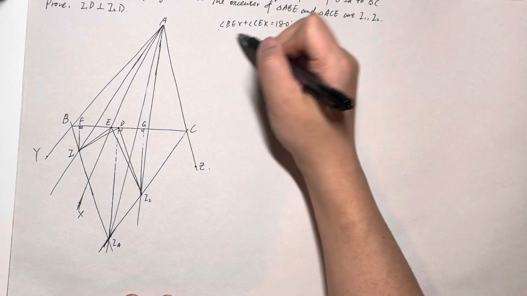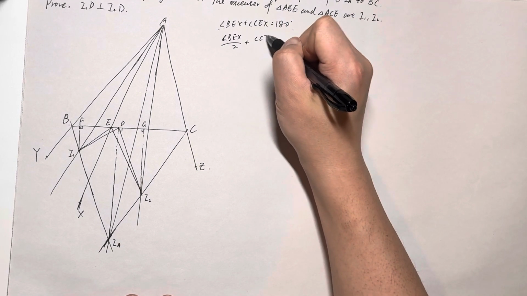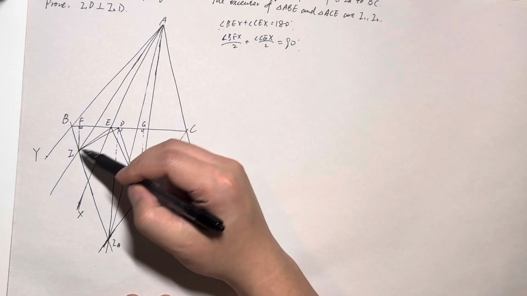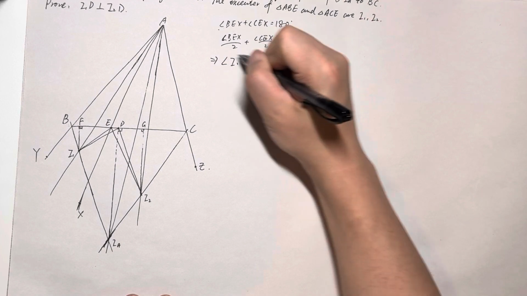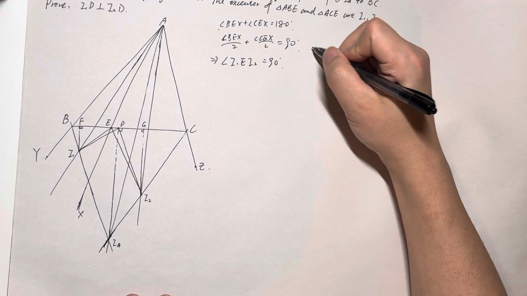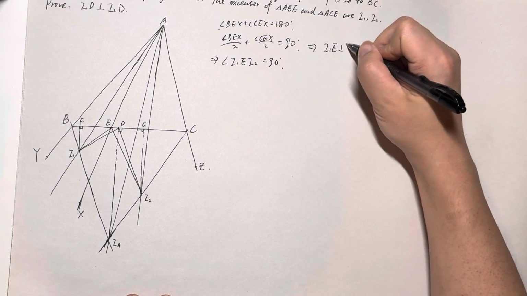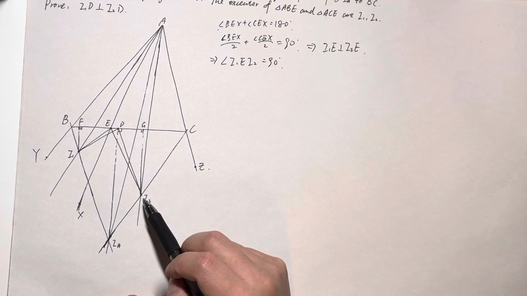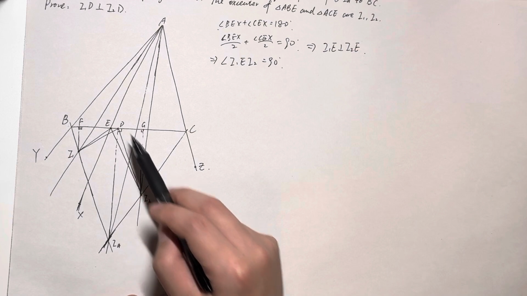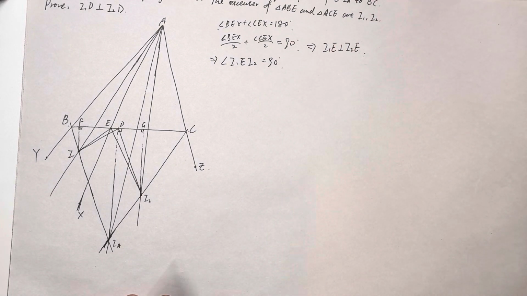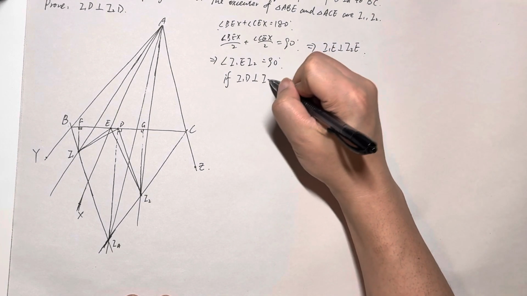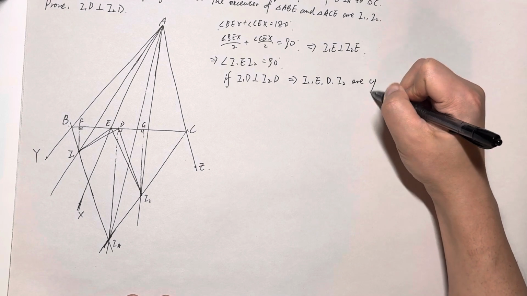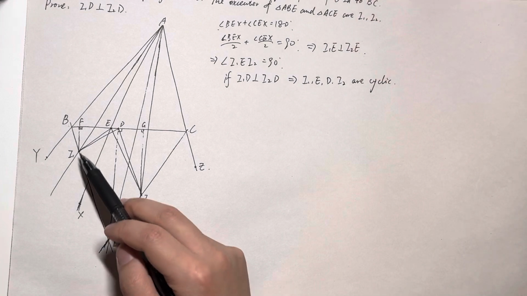That means half of it equals 90 degrees. That means angle I1EI2 equals 90 degrees, which means I1E is perpendicular to I2E, right? Which means if angle I1DI2 is 90 degrees, we know that I1, E, D, I2 are cyclic, right? So if I1D is perpendicular to I2D, then I1, E, D, I2 are cyclic, which means we want to find a way to prove that I1, E, D, I2 are cyclic.